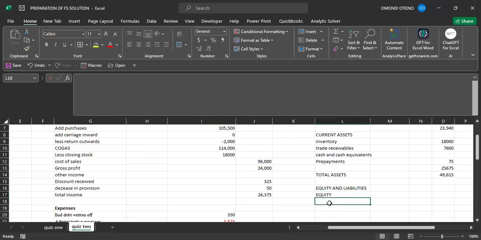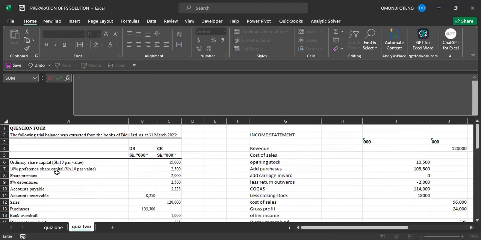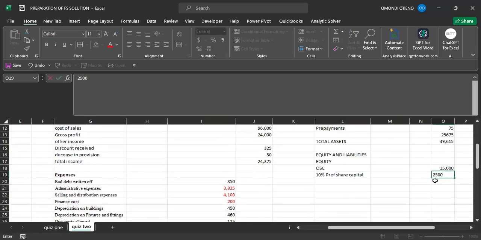So equity here, we have ordinary share capital, and of course we have 10% preference share capital. So ordinary share capital, we have 15,000. Preference, we have 2,500. Then we add the two.